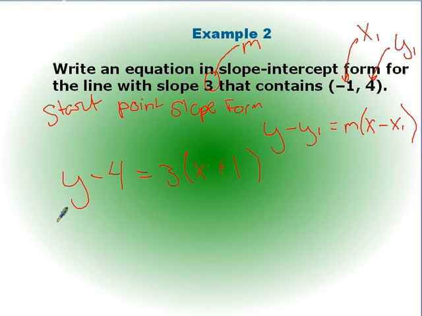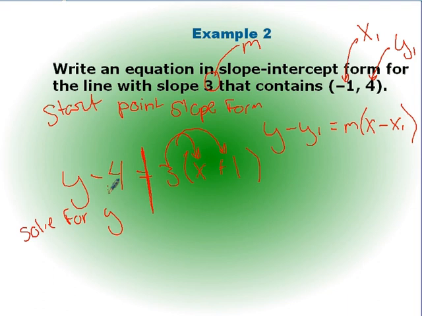Okay, now the next thing we're going to do is solve this for y. The first thing we need to do is simplify both sides of the equation. The left side's already simplified. This is chapter 2 algebra. On the right side, we need to simplify this, so we're going to distribute that 3 through.